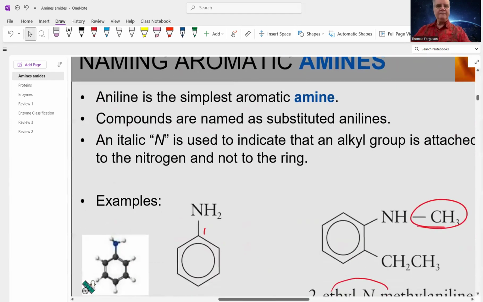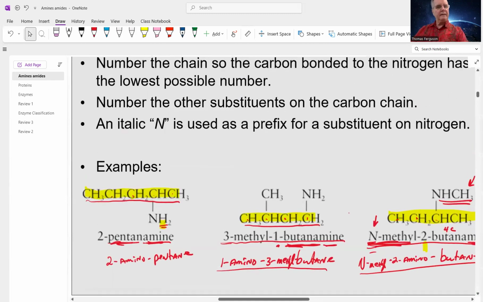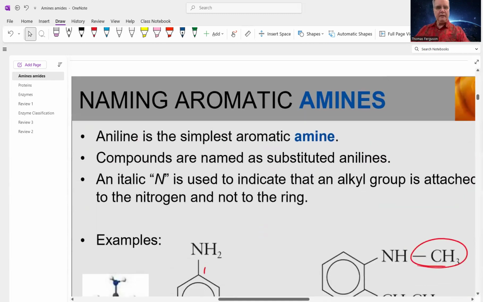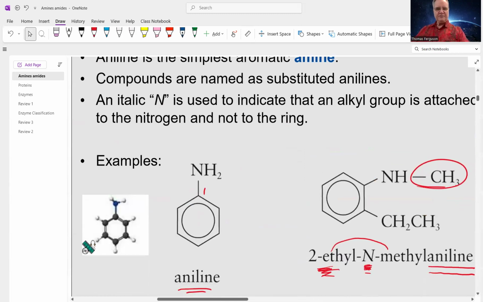Okay, so these are non-aromatic, aliphatic, and these are aromatic. So like what we've been doing before. Yeah, exactly, the N signifies there's a branch. Then you have to say what the branch is.